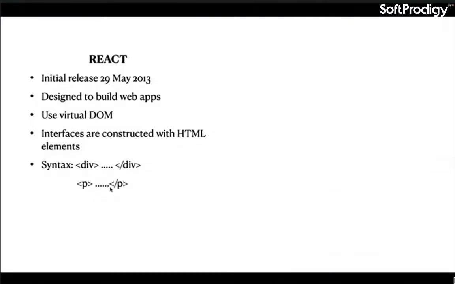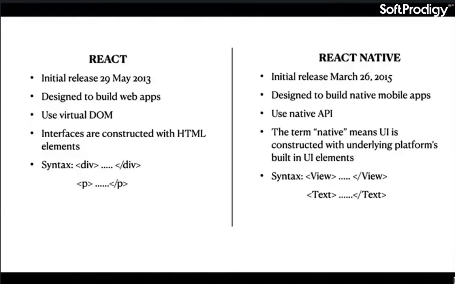So how is it different from React Native? What additional feature does React Native have? React Native was released by the same company, Facebook, in 2015. If React is intended to build web applications, React Native is mainly focused on building native mobile applications, and it uses the concept of native APIs. The term native means the UI is constructed with the underlying platform's built-in UI elements. So for Android and for iOS, their specific native UI is associated with React Native.